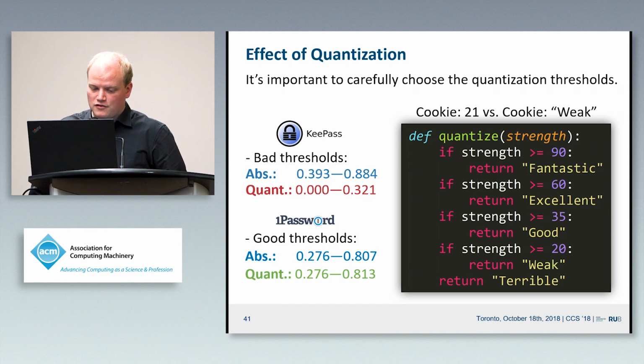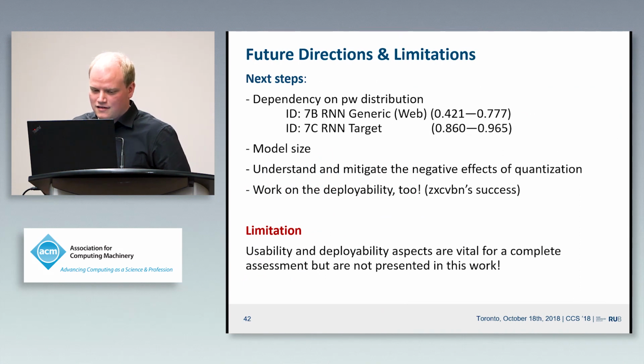But there's also a good example, as you can see with 1Password, they did a good job in quantizing their results. So you can see that they do not lose any accuracy. If you wonder what needs to be done to set those thresholds, the answer is we don't know. It's future work. So what should be done?